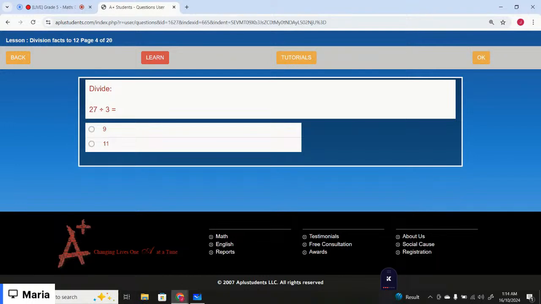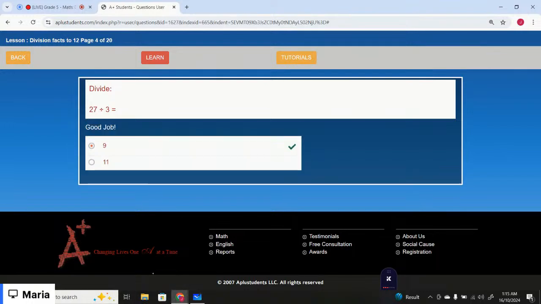27 divided by 3, which is the correct option? 27 divided by 3 equals 9, because 3 times 9 is 27. Option number 1 is the correct option.